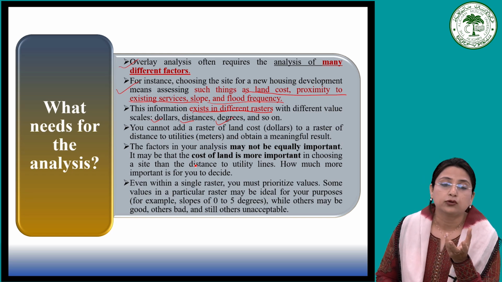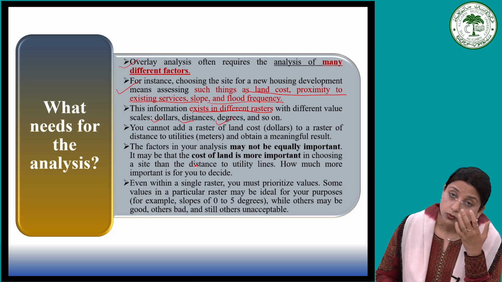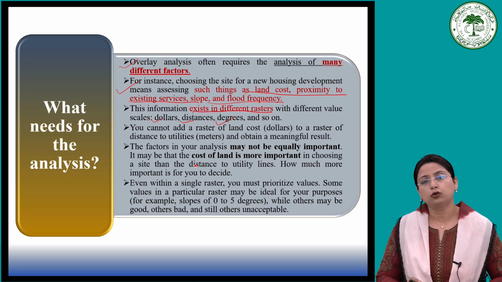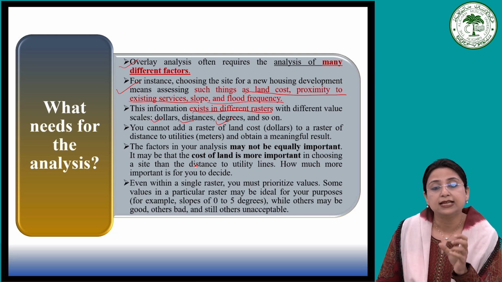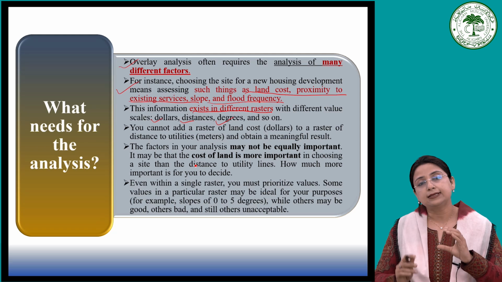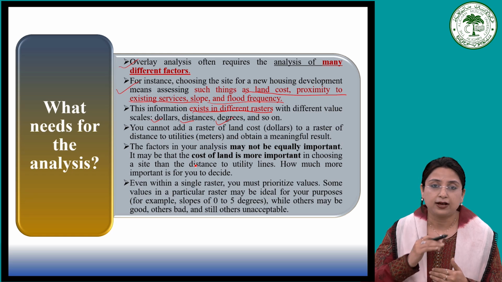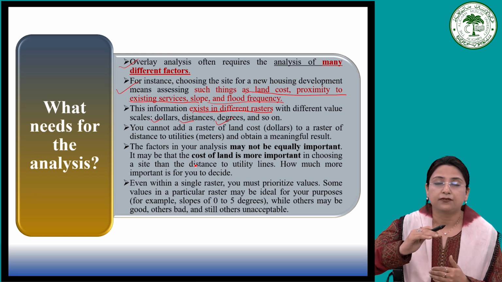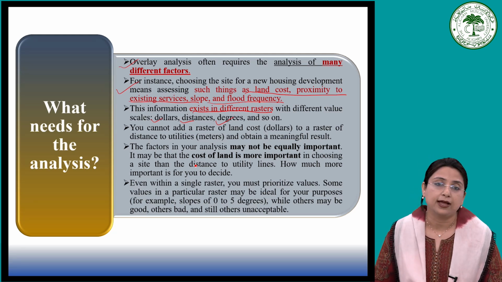Some values in a particular raster may be ideal for our purpose. For example, according to us, the ideal value for the slope is 0 to 5 degrees, meaning we are prioritizing 0 to 5 degrees in a single raster, while other values may be good, or we can say may be bad or unacceptable. So actually, in a single raster also we can prioritize the values. Basically, in different rasters we can prioritize different factors according to their importance, or even in a single raster we can prioritize the values.